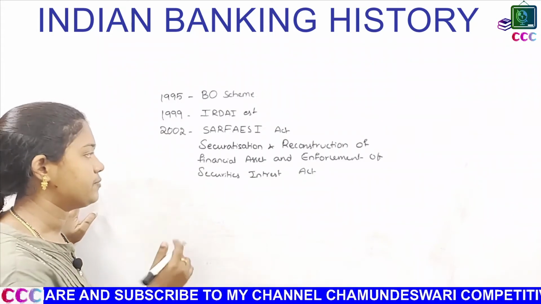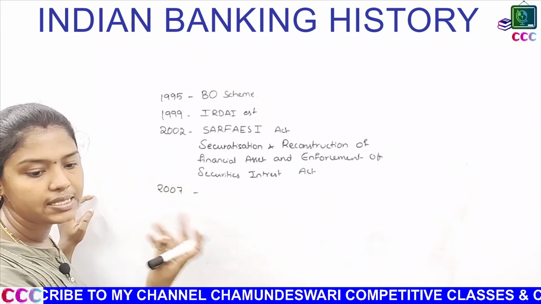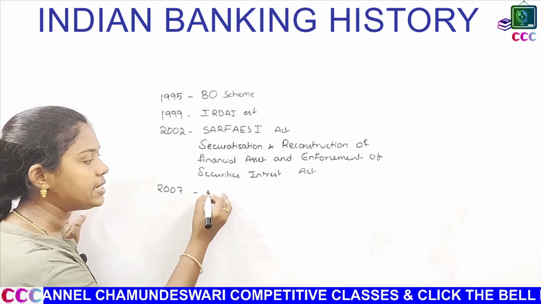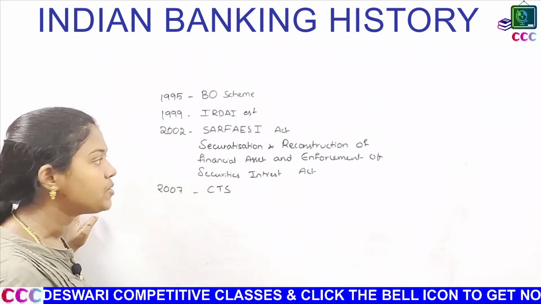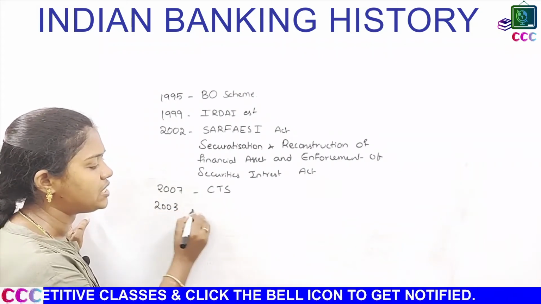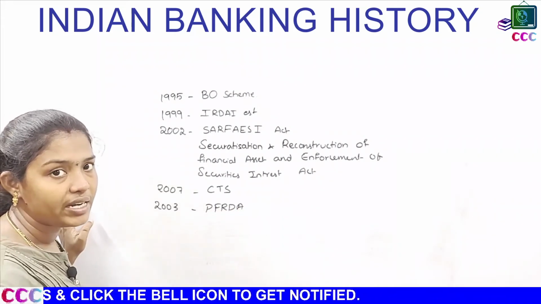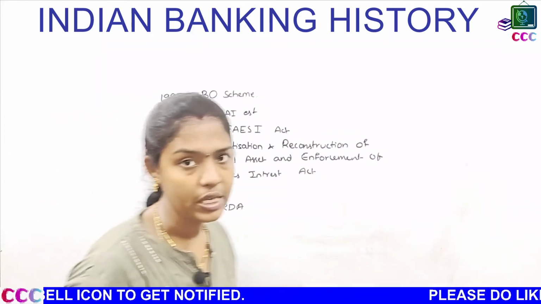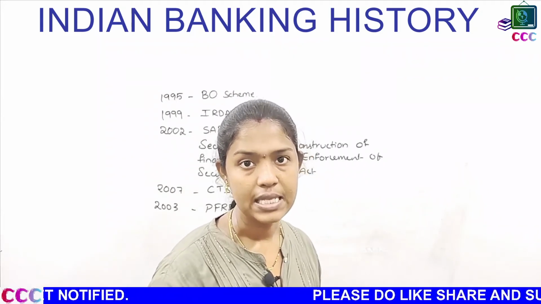Okay, so next, in the year 2007, what happened in this year is the Check Truncation System, CTS, in banking was introduced. Before 2007, another important year is 2003, when PFRDA got established. What does PFRDA stand for? Pension Fund Regulatory and Development Authority of India. PFRDA was established in the year 2003, and in 2007, what happened? Check Truncation System was established.